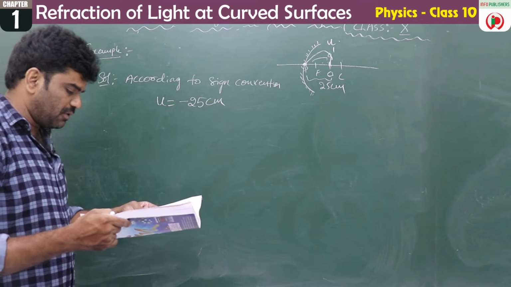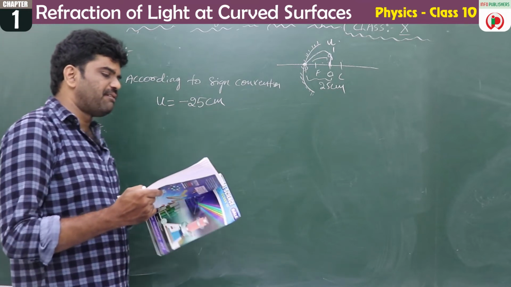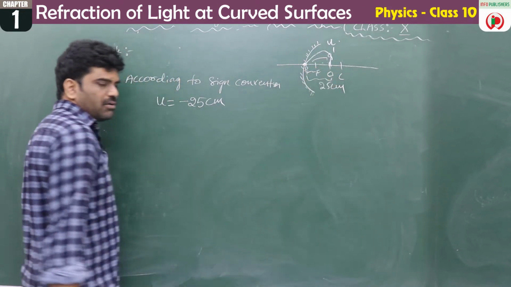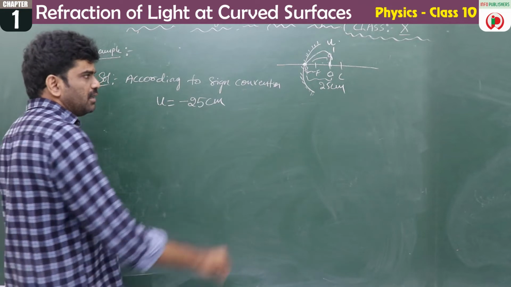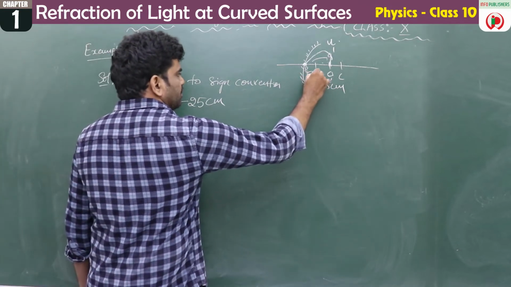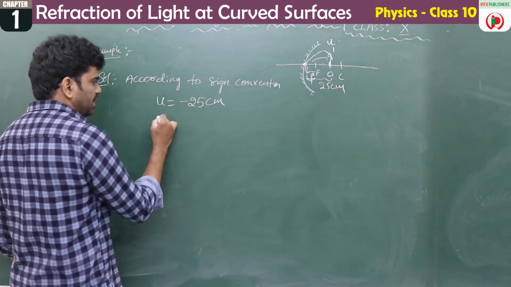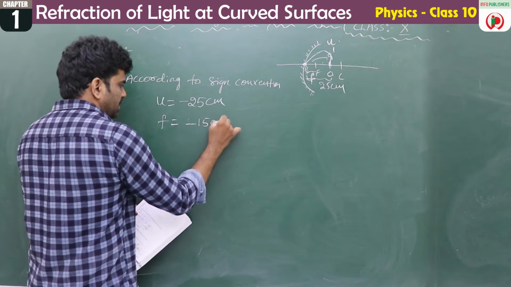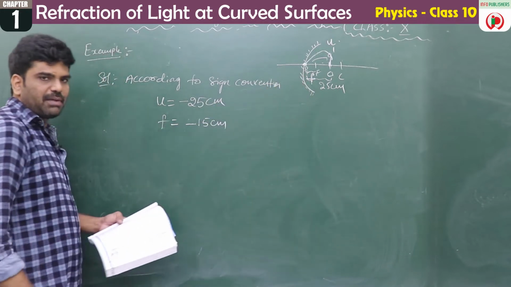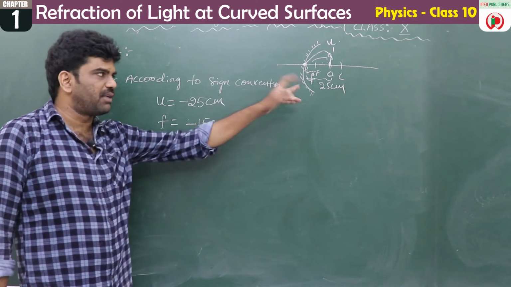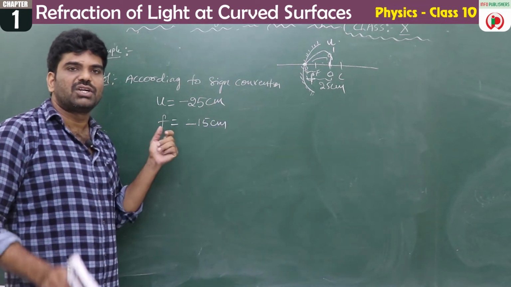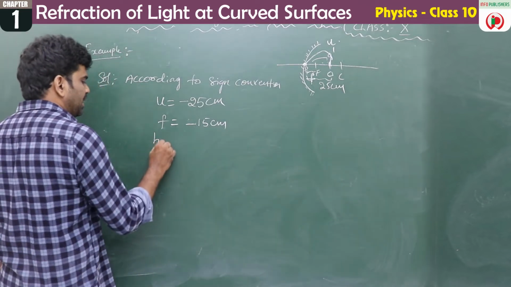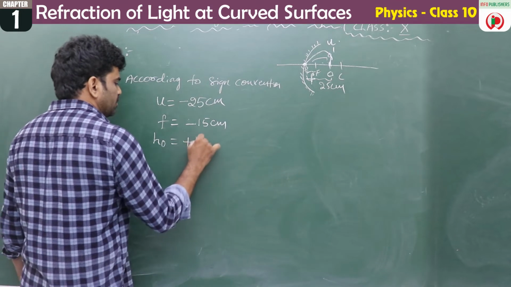And the focal length is given. This is the focal length, the distance between P and F is the focal length. So f is in the front side. f is equal to minus 15 centimeters. Actually it is given as plus, but in the front side we have to take minus. The object distance is also 25, but in the front side, so we have to take minus 25 according to the sign convention rules. And the height of the object, blindly you can take positive only, that is positive 4 centimeters.